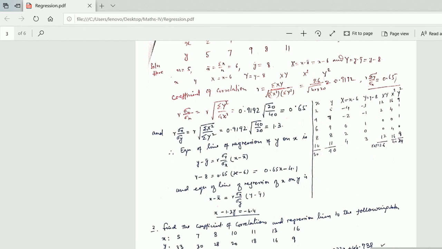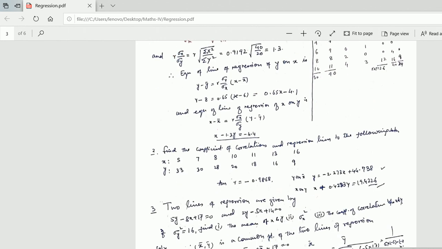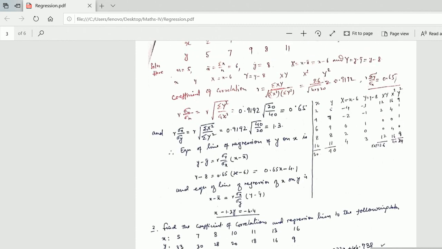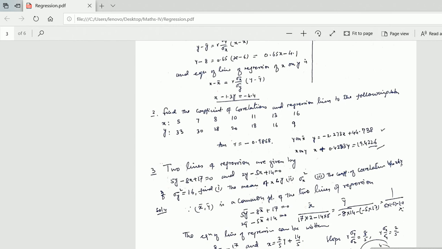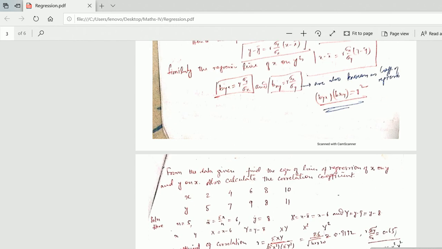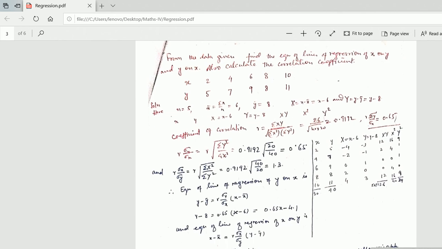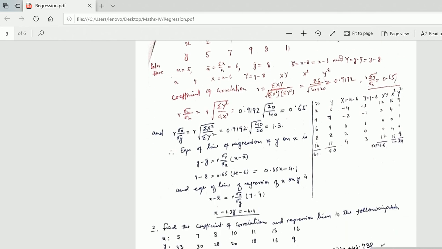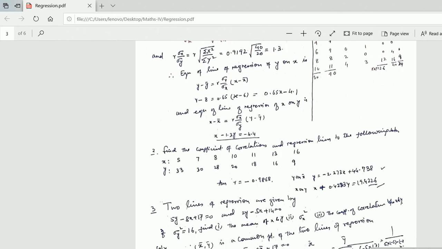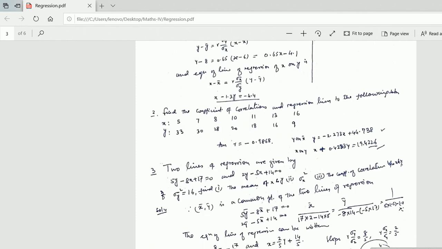And the equation of the line of regression of x on y is x minus x bar equals R sigma x by sigma y times y minus y bar. After putting in these values, you will get x minus 1.3y equals minus 4.4. So this is the way to find the coefficient of correlation. Sometimes you don't have to find the coefficient of correlation, you have to find the line of regression of x on y or y on x. So this is also one question you can try to solve.